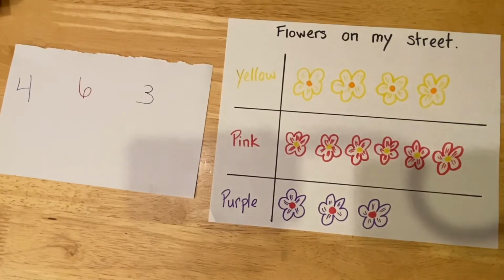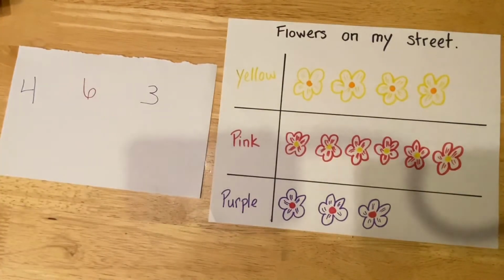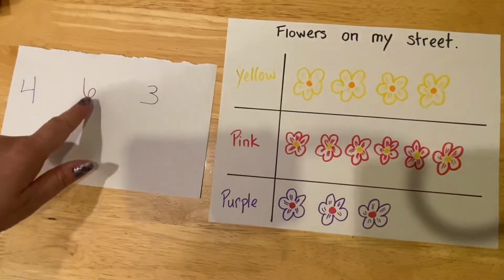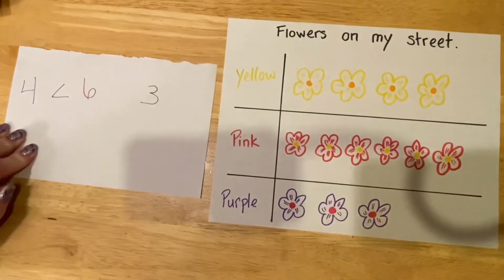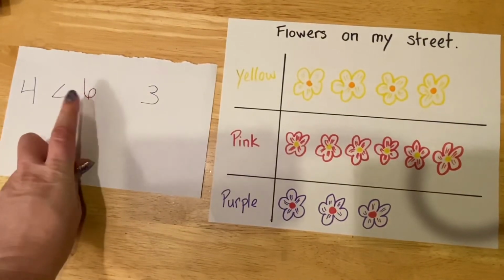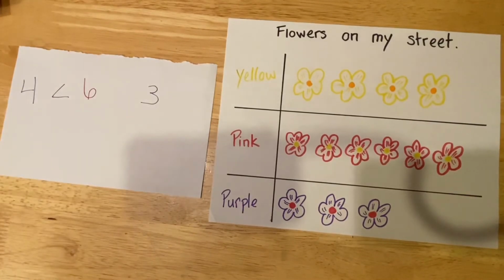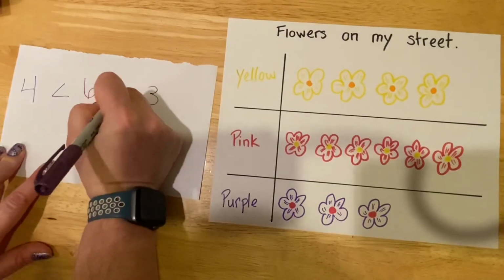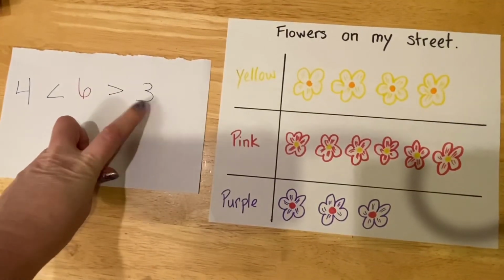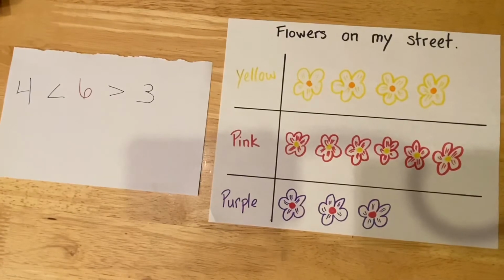So when I compare these numbers, out of 4 and 6, which number is greater? 6 is greater, so we need to write the less than symbol. Let's read it. 4 is less than 6. Now, which one is greater, 6 or 3? 6 is greater. 6 is greater than 3. All right, so let's compare pink and yellow flowers. How many more pink flowers than yellow flowers?